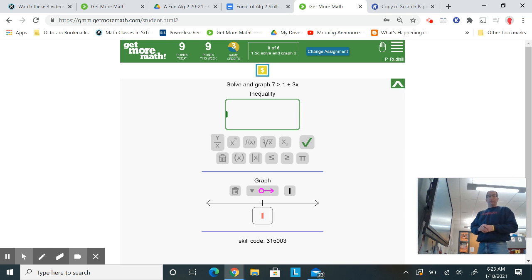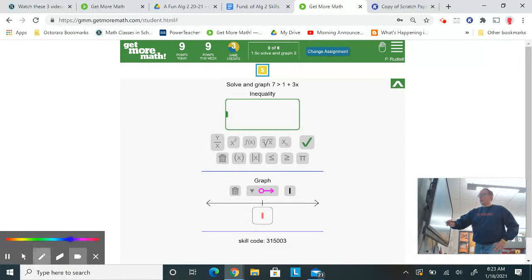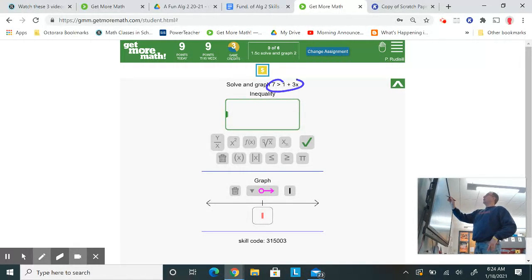Okay, in this video, we're going to be solving two-step inequalities. Just a reminder, when you solve any inequality, you get the variable by itself, and you reverse the sign if you multiply or divide by a negative. Anything else, the sign would stay the same.